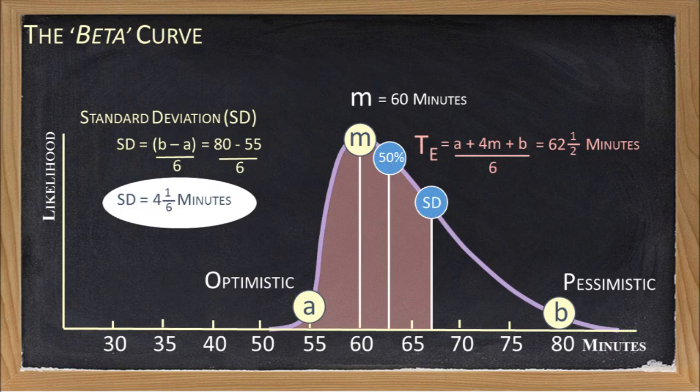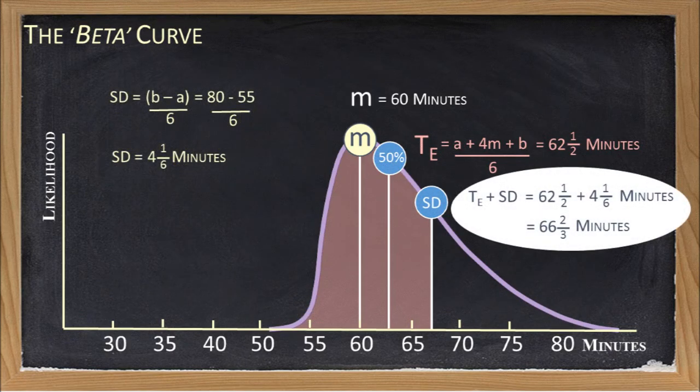So let's put the numbers into our formula and see how much of a buffer we would need to add to our average duration before we would have reasonable confidence in our numbers. Using our formulas, along with our estimated durations, we find that the standard deviation for our curve is 4 1/6 minutes, which means if we wish to be 84% confident in our estimated durations for our interviews, we would need to add this 4 1/6 minute buffer to our expected duration of 62.5 minutes.